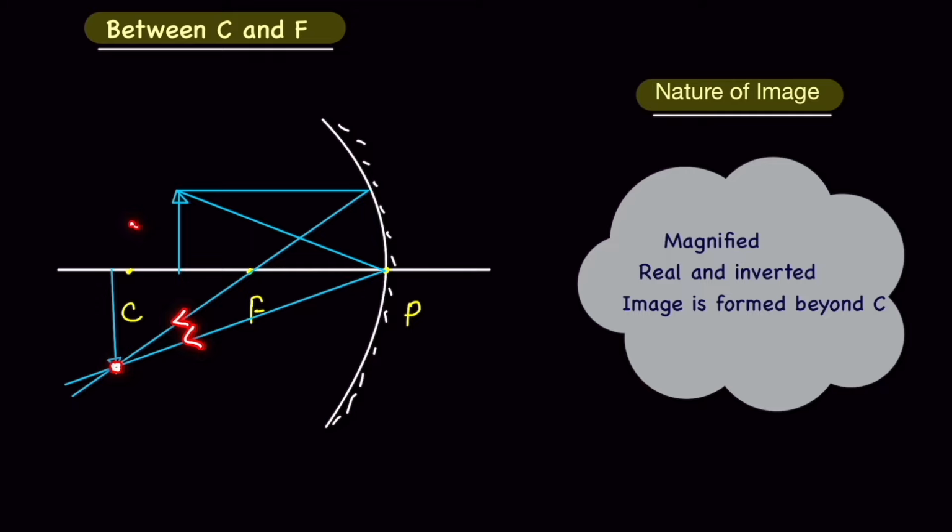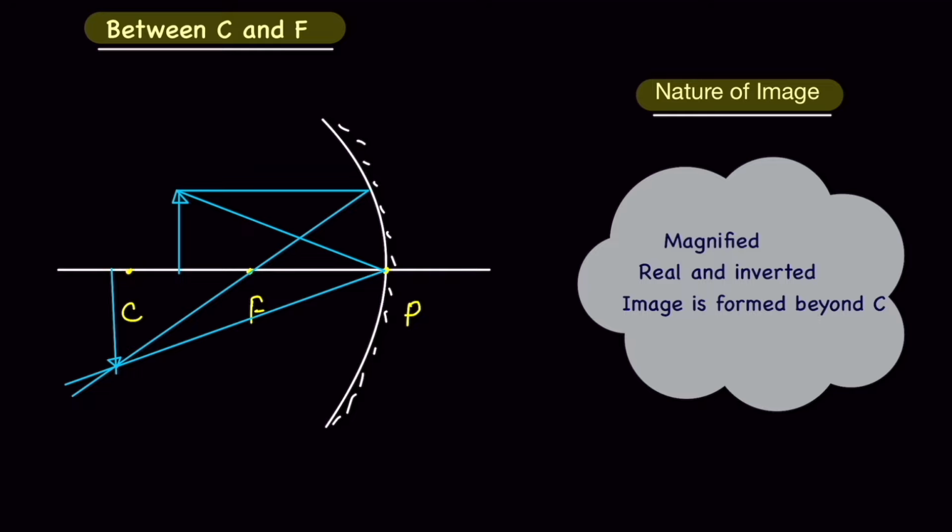And height of object is less than the height of image. So here in this case image is magnified. So the nature of image is it is magnified, real and inverted, and image is formed beyond center of curvature. You see the image is beyond center of curvature.